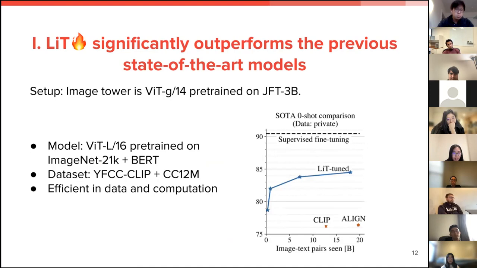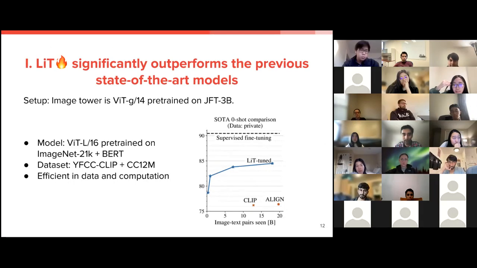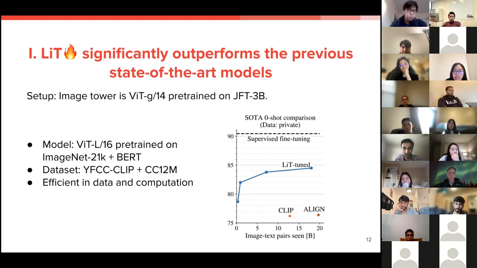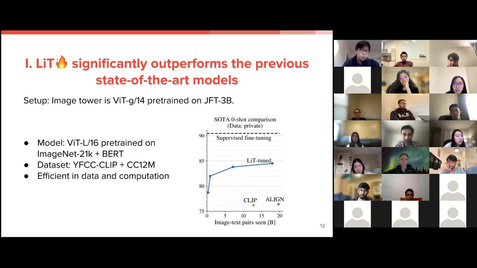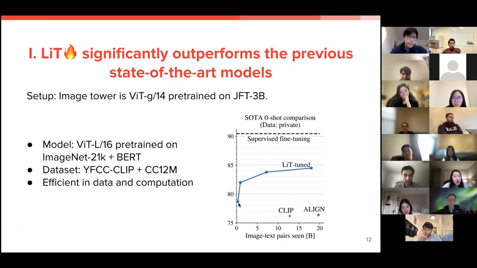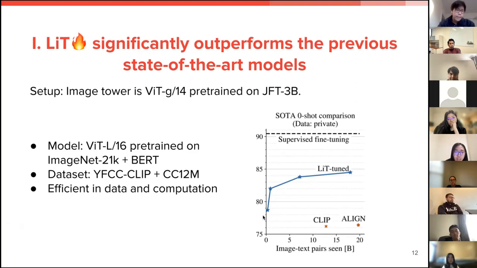And next, LiT is also pretty stable when trained on publicly available datasets, saving a lot of computation. Notice on the graph on the left, when LiT achieves 78% accuracy on zero-shot transfer, which is the leftmost point here, it only used 300 million image-text data pairs, which is 0.3 here.